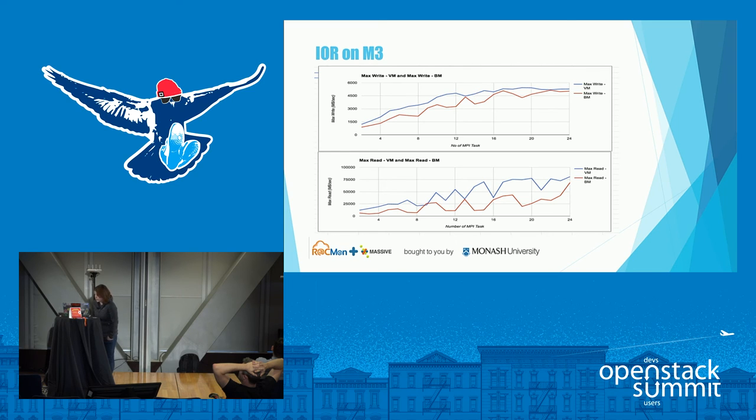But the reason I put in the graph is to show you that the more MPI tasks that you throw in, the more threads, and it actually increases the performance of writing to the file system. In this case, we actually get close to 6 gigabytes per second for 24 tasks.